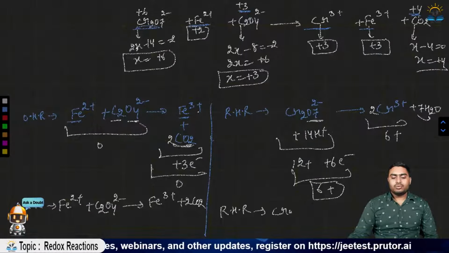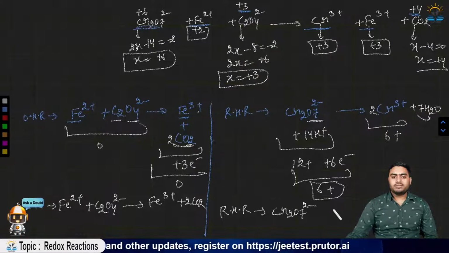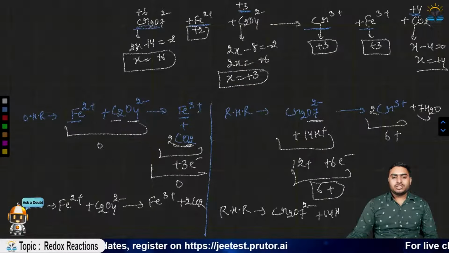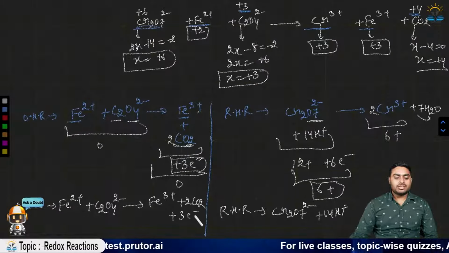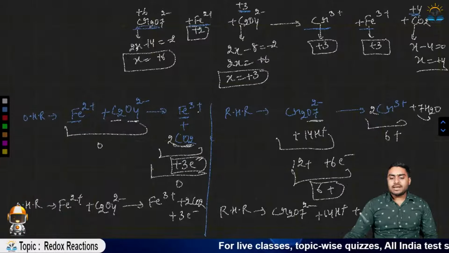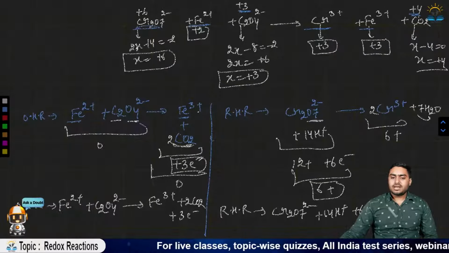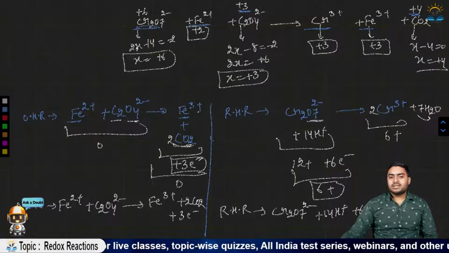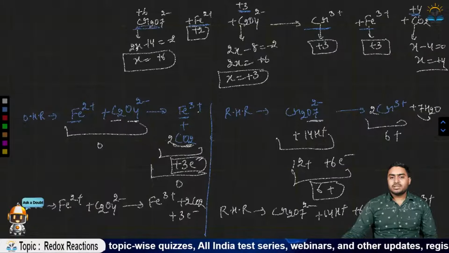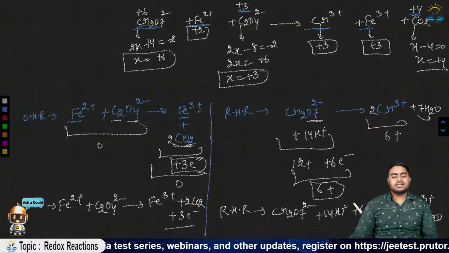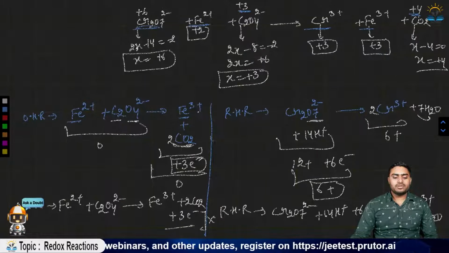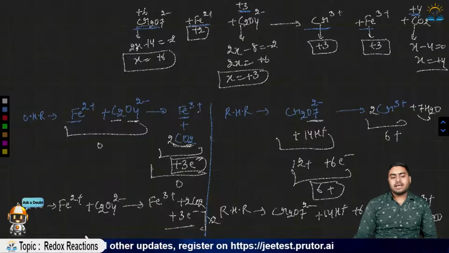Cr2O7 2 negative plus 14 H positive plus 6 electrons gives 2 Cr3 positive plus 7 H2O. Now you can see 3 electrons here and 6 electrons here, so you can multiply the entire oxidation equation with 2 and you will get the balanced chemical equation.